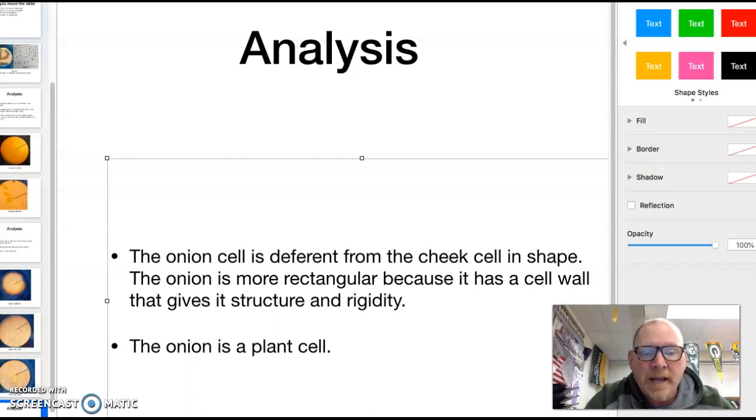If you were unable to complete this and get all these tasks done, I am having a window of time on Tuesday for students to come in and be given the opportunity to finish up the lab using the microscope.